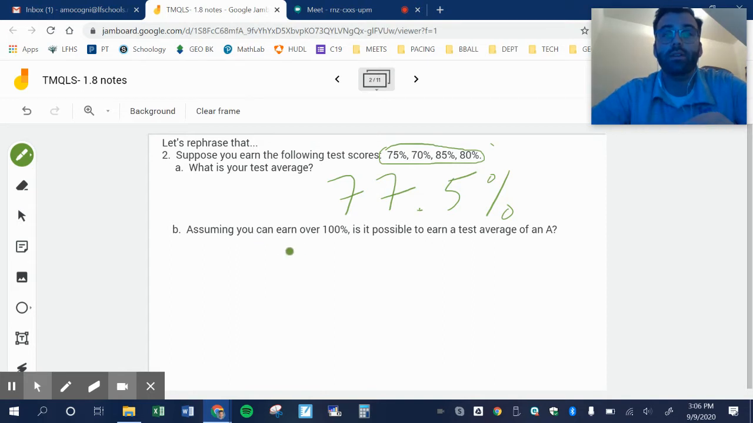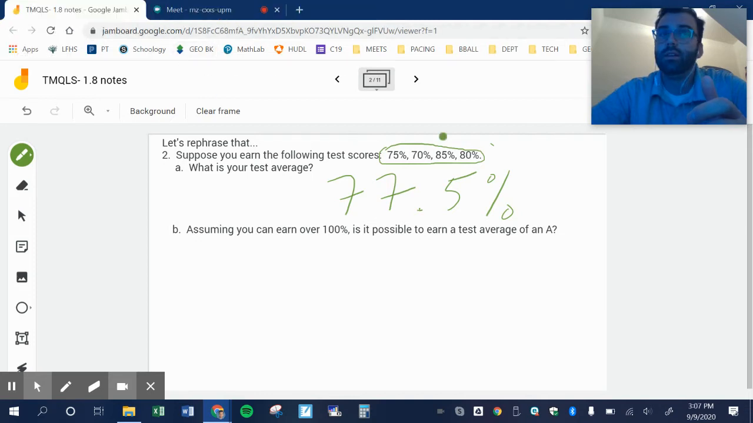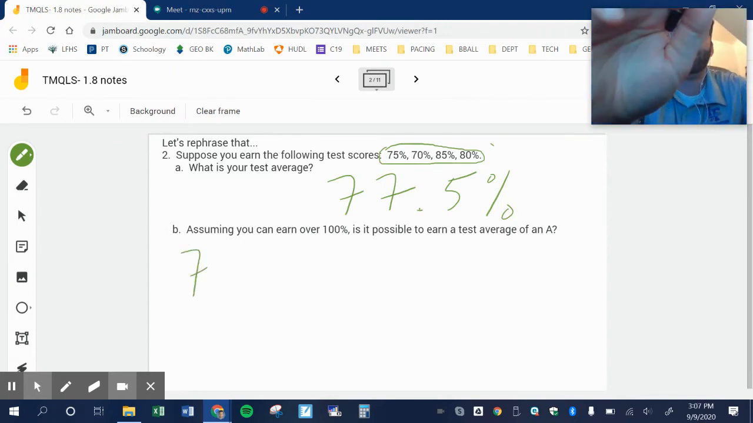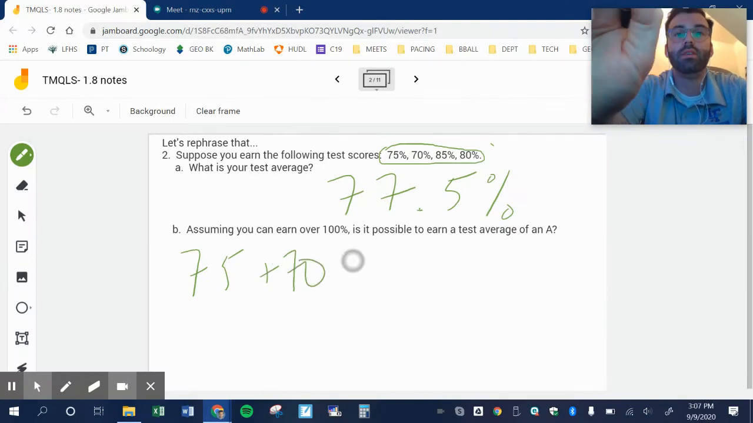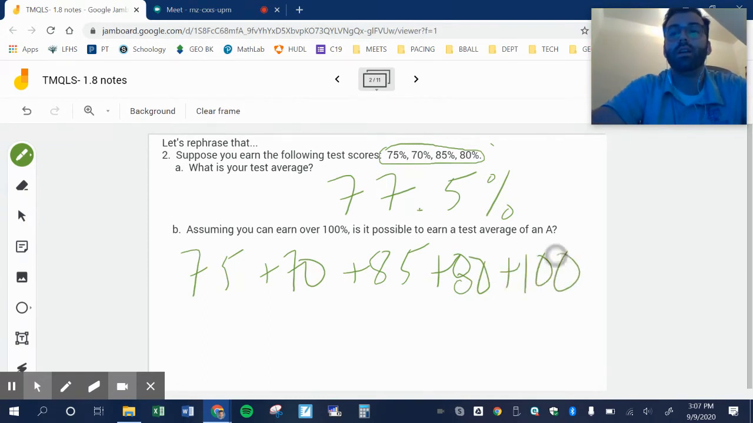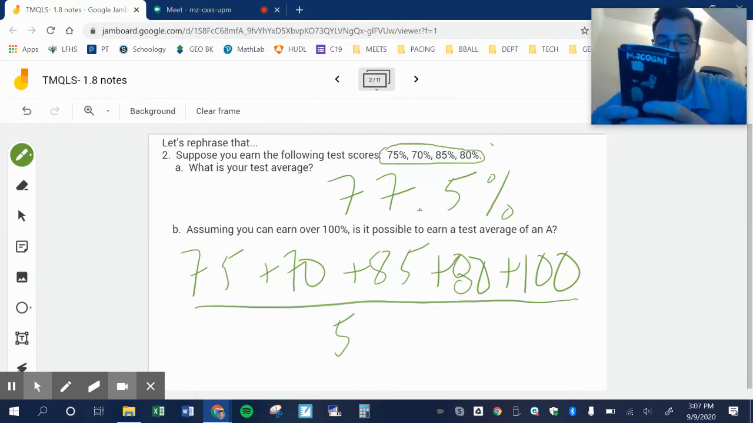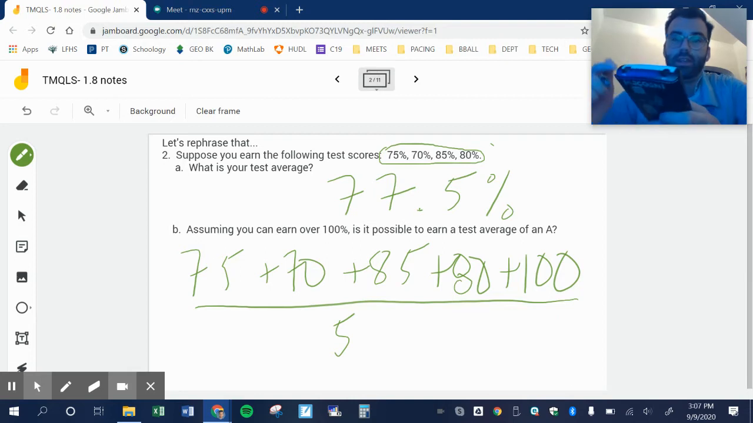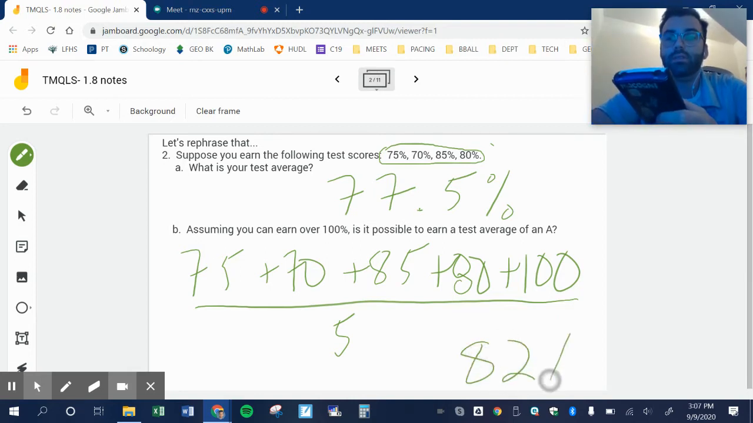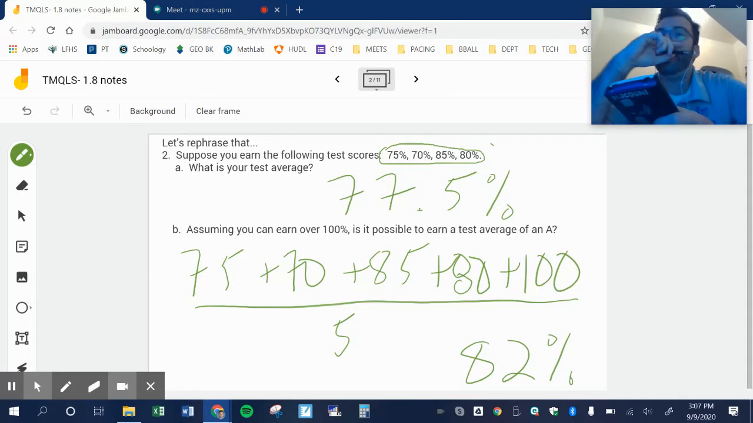So assuming you cannot earn over 100%, would it be possible to earn a test average of an A? So is it possible for me to get this 77.5% up to an A? Well, if you think about it logically, hopefully you can understand that it's not really possible, but we might as well see. Okay, so let's just say I got 100. So I did 75 plus 70 plus 85 plus 80 plus 100, and I'm going to divide this by 5. So if I get 100, I get an 82% average. That would be my test average.